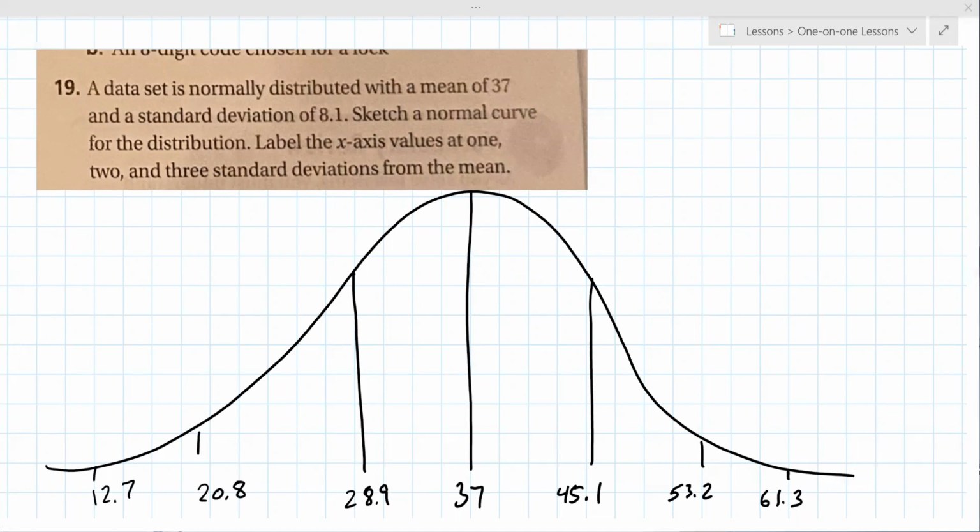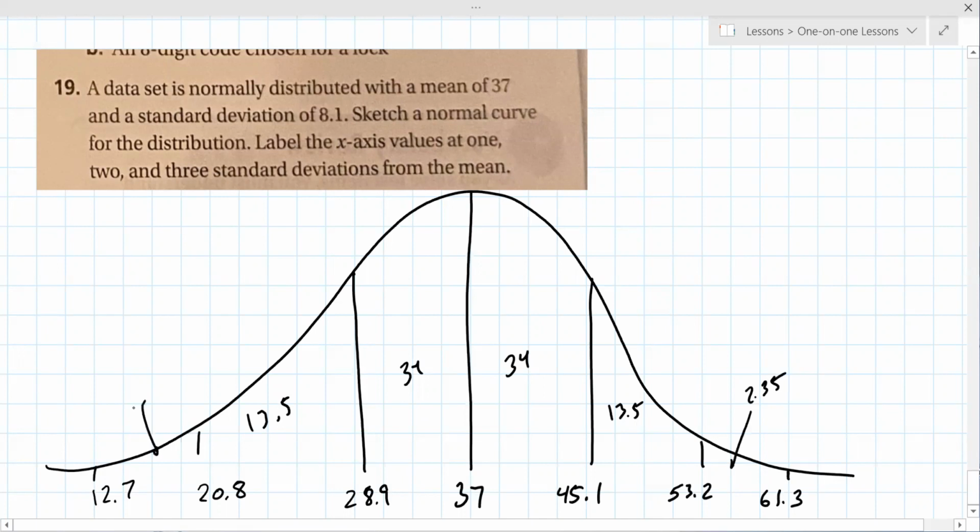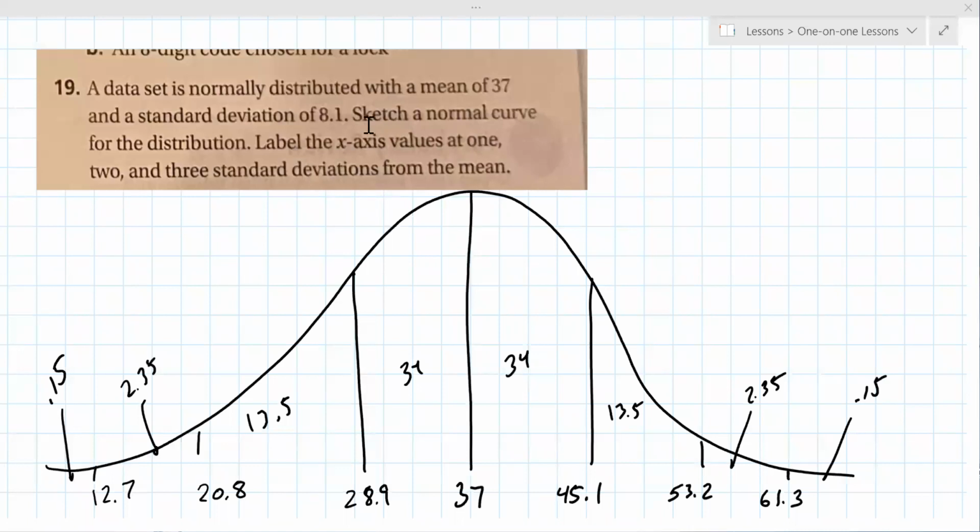It doesn't ask you for that, but you could throw them in, like the 34, 13.5, and so on. That's it for that. What's the one after 13.5? 2.35. Okay, 2.35, and then the last one is 0.15. And we just have to draw it? All it says is sketch. Oh, okay. Nice.